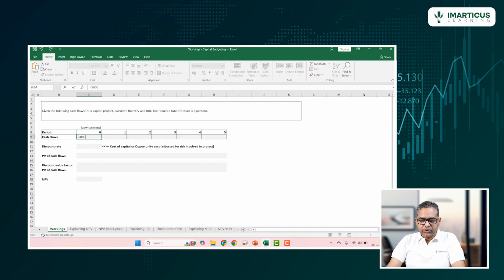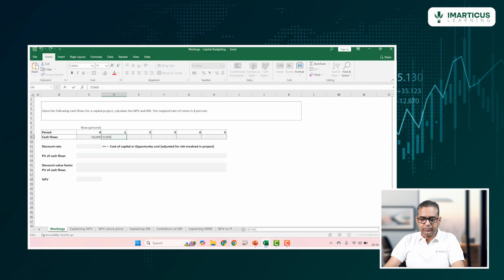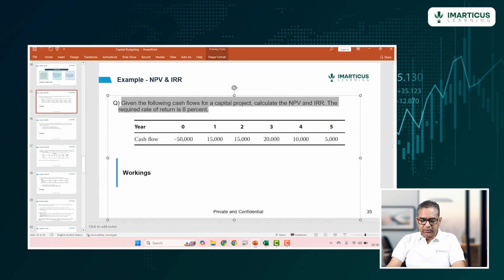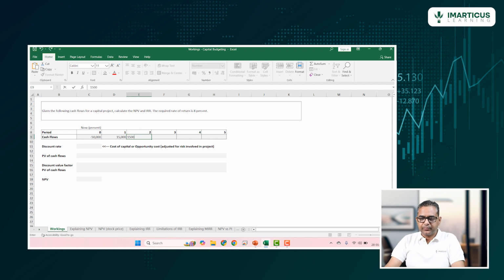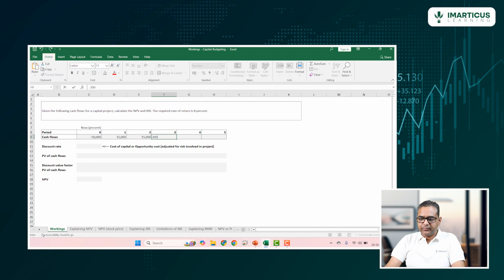What are the cash flows? Minus 50,000, 15,000, 15,000, 20, 10 and 5. Okay, so these are the cash flows and we want to find out the NPV and IRR.